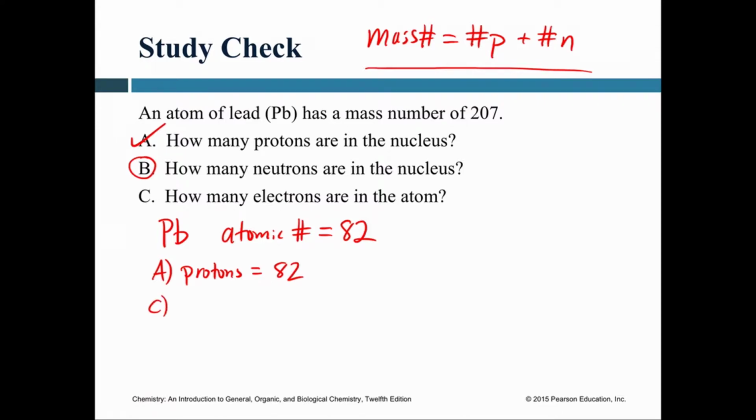Part C, how many electrons are in the atom? So it's an atom, so we know that it's neutral. So we know that the number of protons equals the number of electrons. So the number of electrons must also be 82.